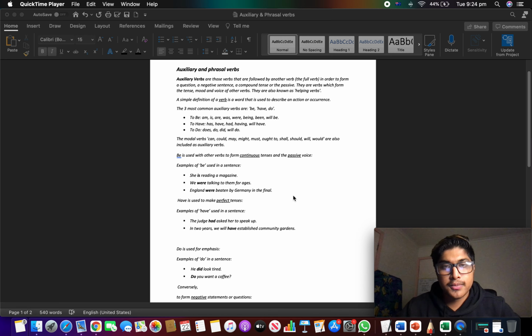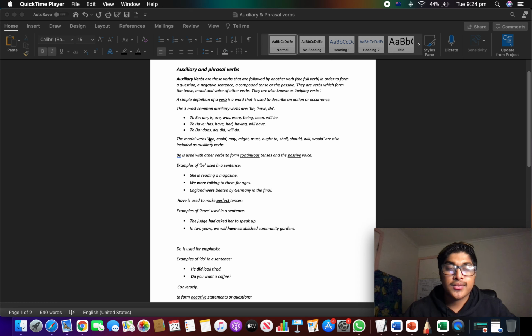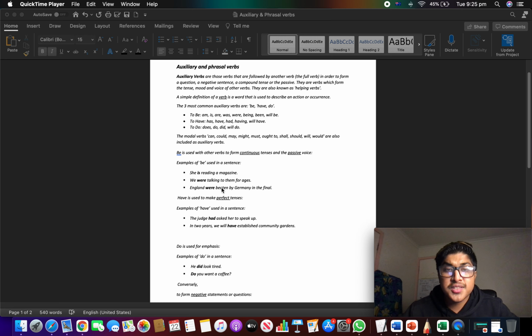A simple definition of a verb is a word that is used to describe an action or occurrence. To be, which is am, is, are, was, were, being, been, and will be. To have is has, have, had, having, and will have. To do is does, do, did, and will do. The modal verbs can, could, may, might, must, ought to, shall, should, will, and would are also included as auxiliary verbs. Be is used with other verbs to form continuous tenses and the passive voice.